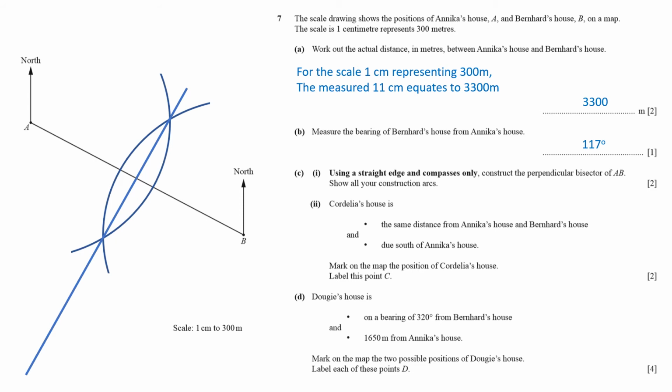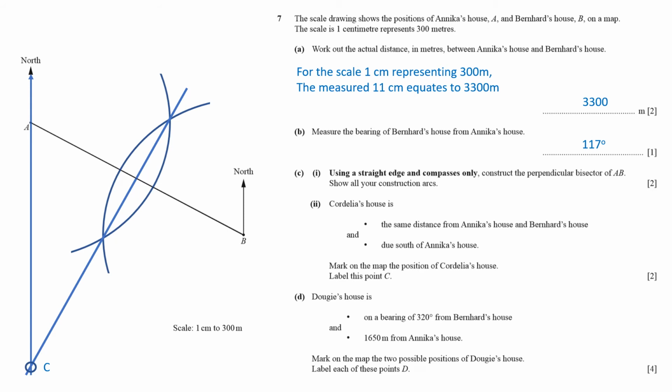Next, Cordelia's house is the same distance from Anika's house and Bernhard's house and due south of Anika's house. Mark on the map the position of Cordelia's house and label this point C. This would be the point of intersect between the vertical line that cuts across A and the bisector.